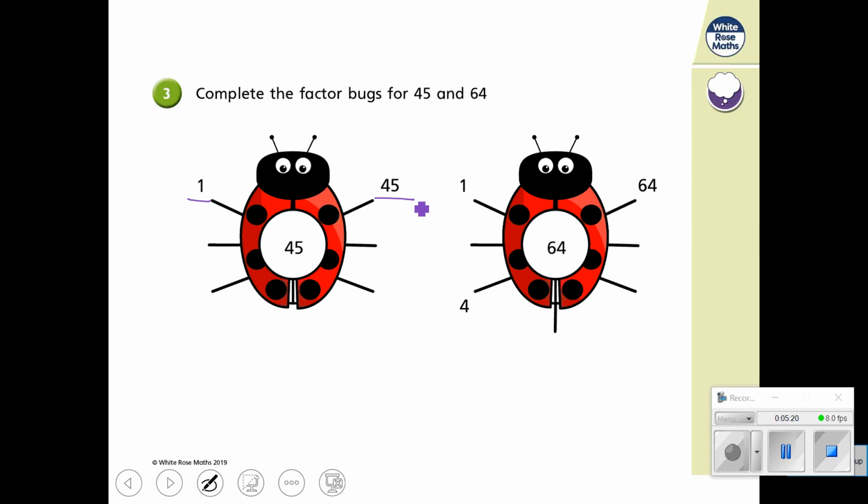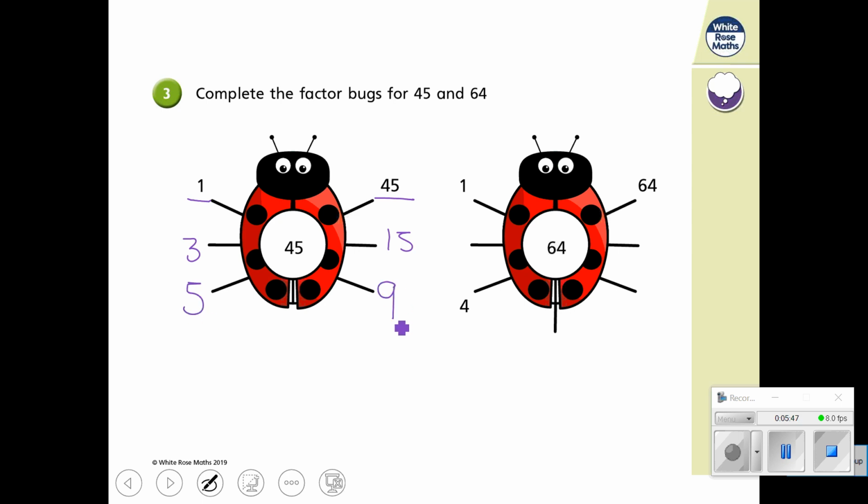2. 2 times anything. Can that make 45? No. Let's move on to 3. Oh, yes. 3 times 15 makes 45. 4. Is 4 a factor of 45? Is there a number I can multiply by 4 to make 45? No. Let's move on to 5. Oh, yeah. 5 times 9.